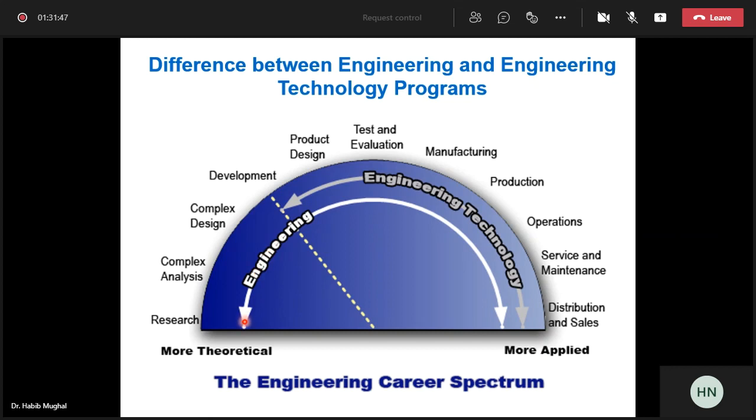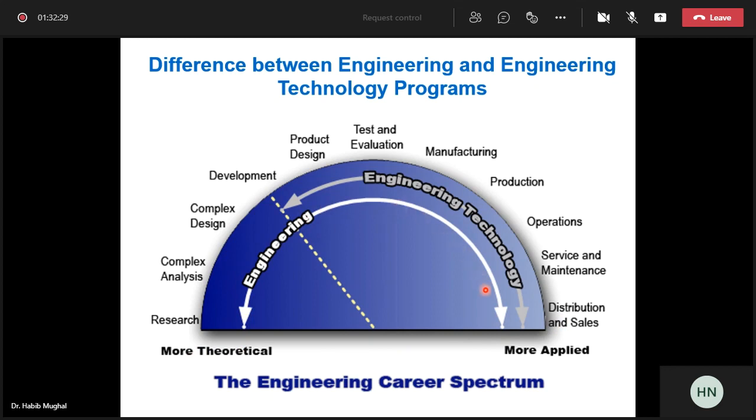If you see this diagram, from here to here, this is the domain of engineering. Engineering domain starts from research, innovation, innovative thinking, complex analysis, then the complex design. So this whole is innovative thinking and creation, and then development, product design, testing and evaluation, manufacturing, production, operation, service and maintenance, and finally the distribution and sales, marketing also comes in engineering.